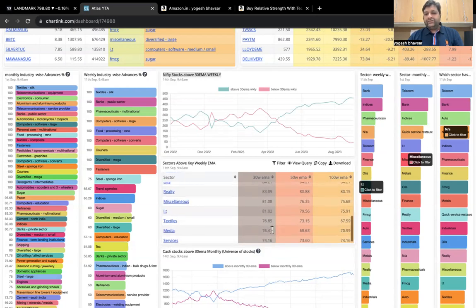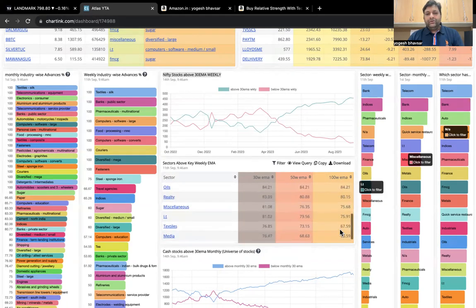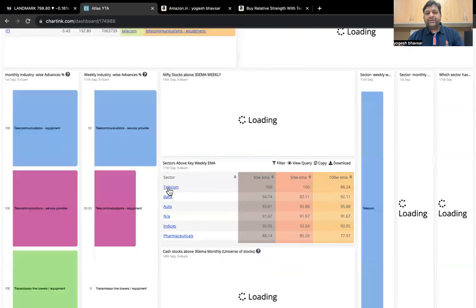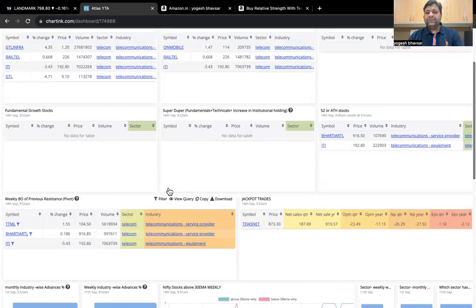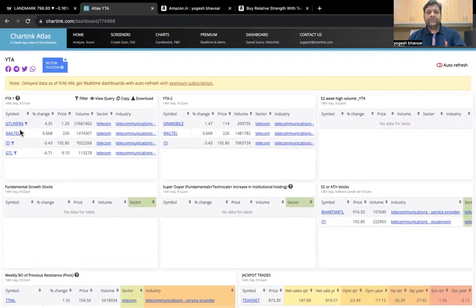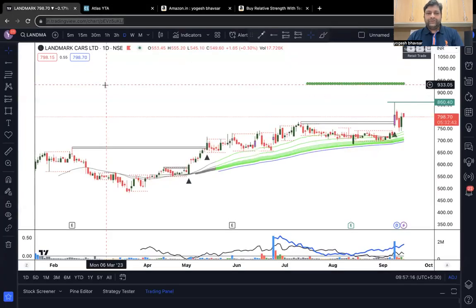Now, if you see, the weakest is the services sector or the media sector. I see the stocks are 76% above 30 EMA, 68% above 50 and 70% above 100. But if you see telecommunication, how amazing the numbers are. If you just press it over here, again the entire window will update. So over here, see GTL Infra, Realtel. I just got this indicator.